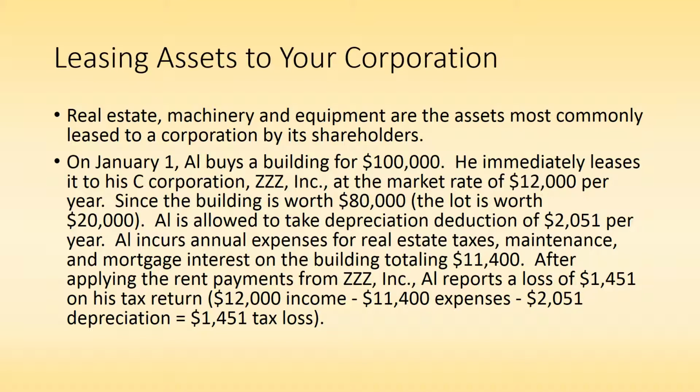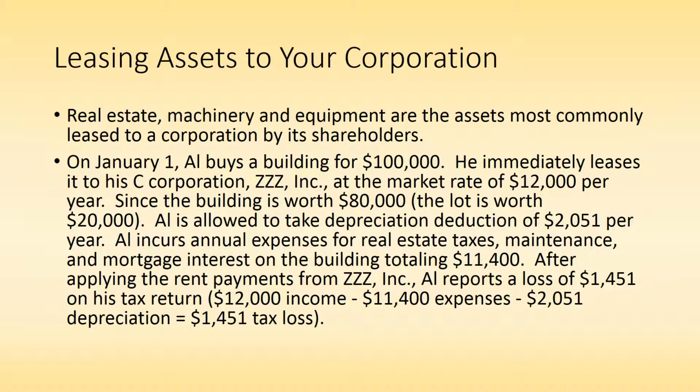Example, on January 1st, L buys a building for $100,000. He immediately leases it to his C corporation, Triple Z, Inc., at the market rate of $12,000 per year. Since the building is worth $80,000, the lot is worth $20,000, L is allowed to take depreciation deduction of $2,051 per year. L incurs annual expenses for real estate taxes, maintenance, and mortgage interest on the building, totaling $11,400.